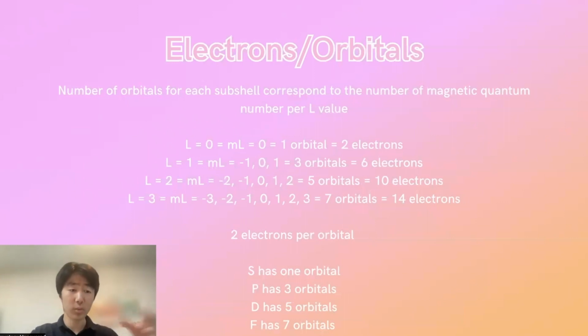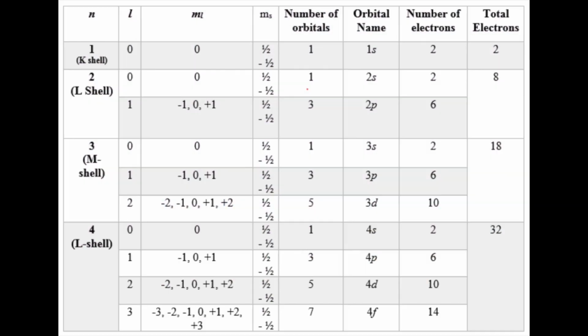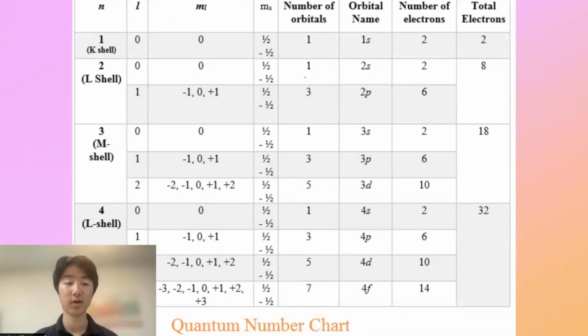So when we write the notation, keep this in mind. I have a table right here, so keep this table in mind. Take a screenshot of this because we will do practice problems soon, and this is kind of a debrief on what I was talking about: the rules, and then also the N value, L value, ML value, and magnetic spin.